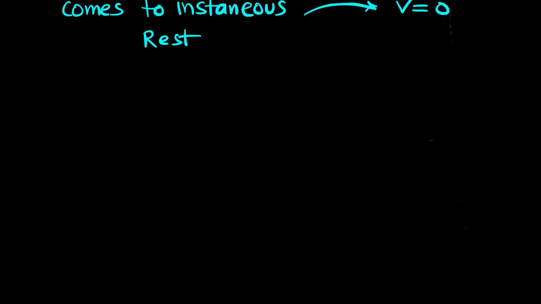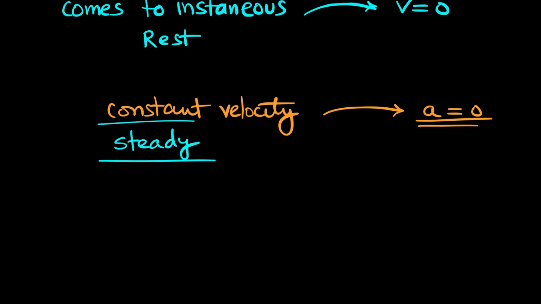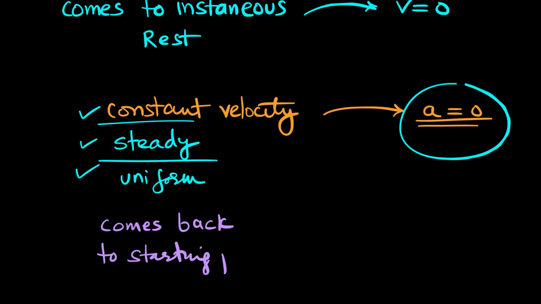When it says a particle is moving with constant velocity, that means acceleration is 0. The particle is neither accelerating nor decelerating. The term constant can be used. The term steady can be used, as well as uniform is also another word that is used. In either case, it means acceleration is 0. Also, the question could say the particle comes back to starting point. If a particle comes back to the starting point, that means the displacement is 0.